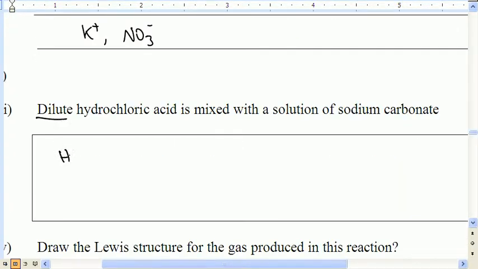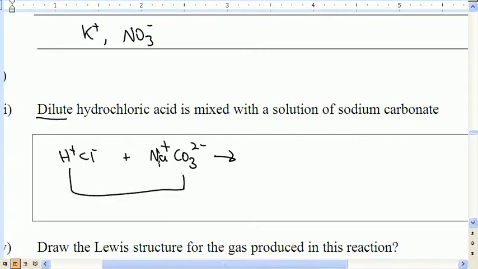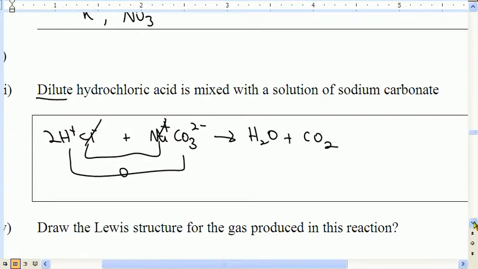Dilute hydrochloric acid reacts with a solution of sodium carbonate. I see nothing but ions, so I'm going to swap. I'm going to cancel the alkali. There's my net ionic equation. H plus plus CO3 2 minus makes H2O plus CO2.